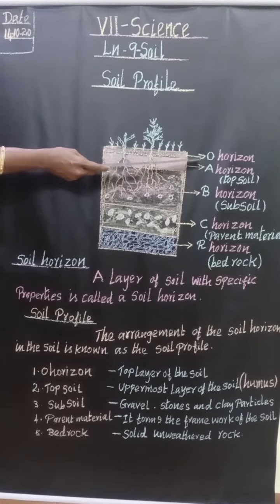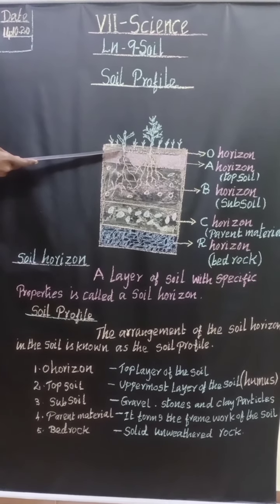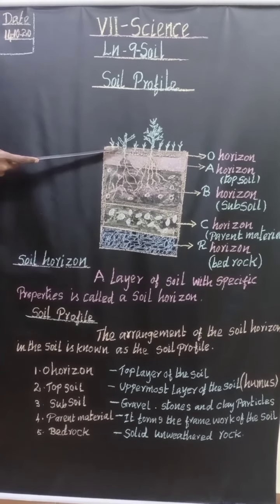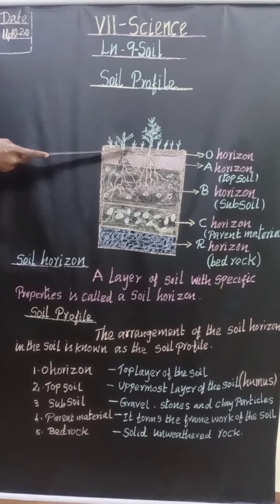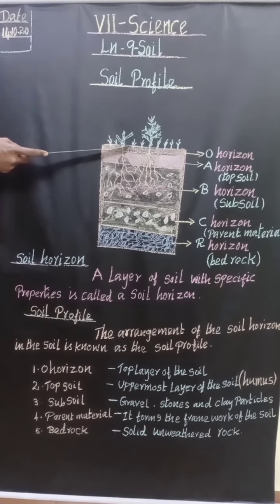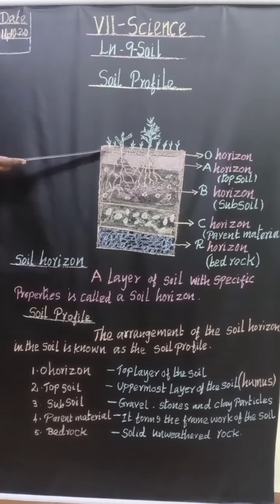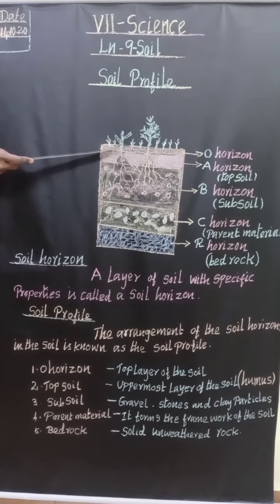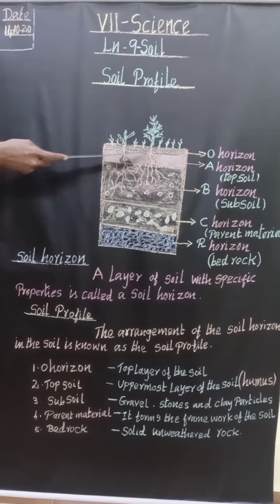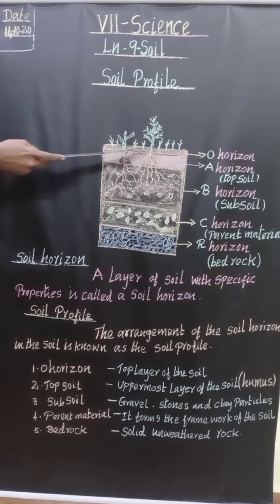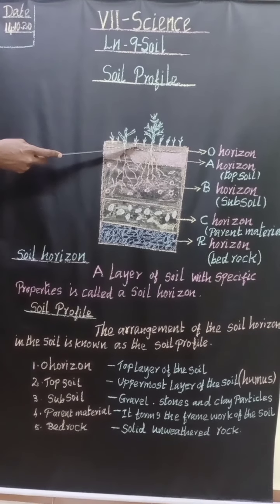First one, O horizon. This O horizon is the top layer of the soil. It mainly contains partially decomposed plants and animals. We can see the partially decomposed plants and animals in this layer.